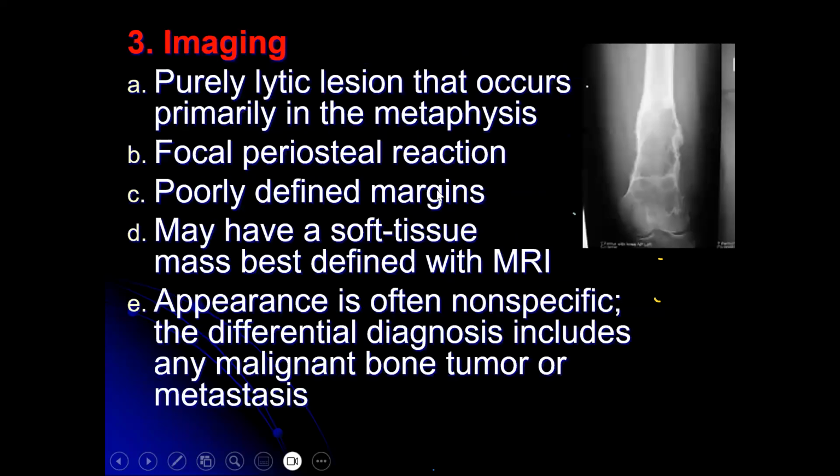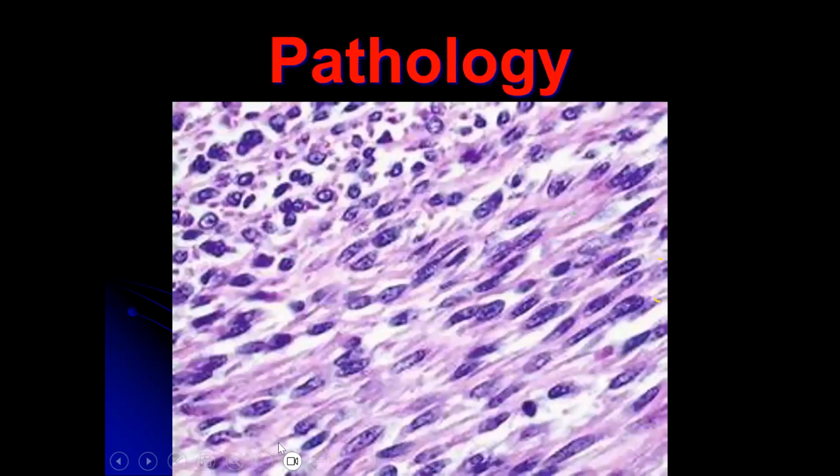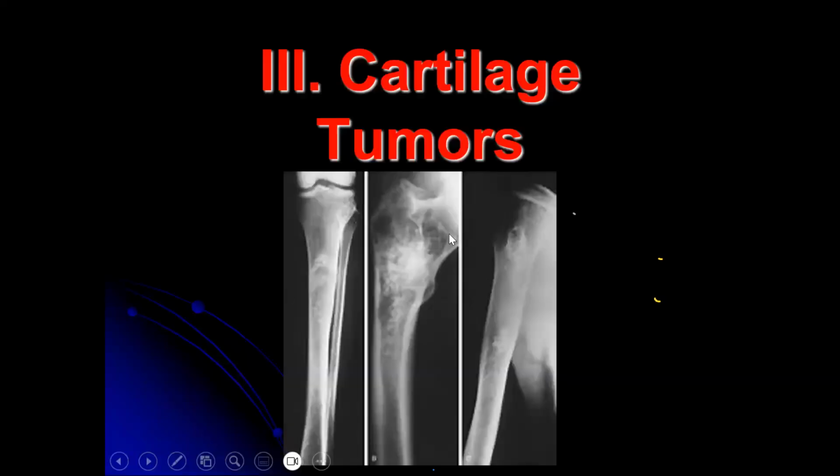And the histology is a spindle cell arrangement in a herringbone pattern, and it can occur in low to high grade variants. Differential diagnosis includes desmoplastic fibroma, and you see multiple mitotic figures. This is the pathology. High power histology of a fibrosarcoma of bone reveals moderately atypical spindle cells arranged in a herringbone pattern along with collagen fibers. And the treatment is surgical.